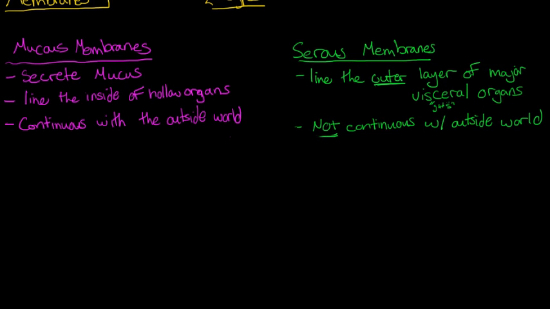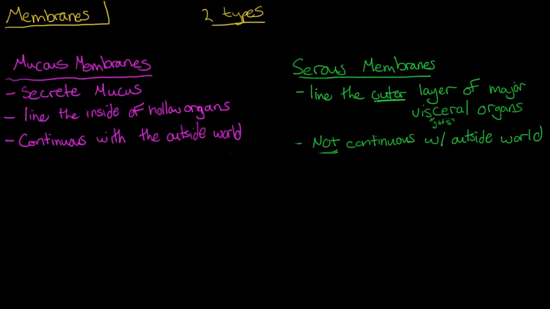Today we're going to be talking about membranes. Membranes are a thin, pliable layer that cover or separate. And they're made up of both connective tissue and epithelium. So we're not talking about just one type of tissue now. It has both connective tissue and epithelium.